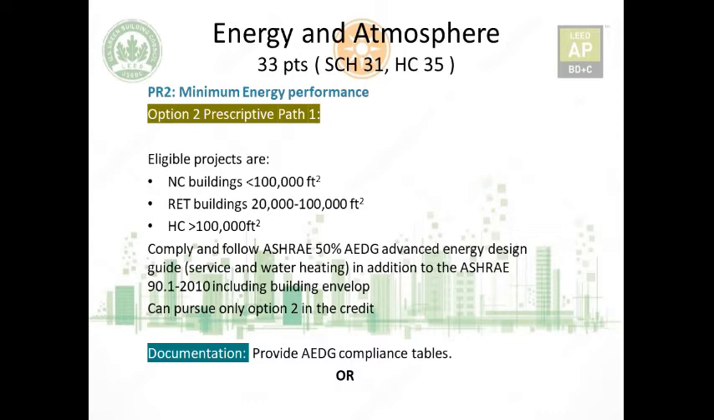And the second constraint for this option is that you can only pursue option number 2 when it comes to the credit requirements. This is prerequisite number 2. So for the credits, there is again option number 2, and you can only follow that option, not option 1. Now let's see the third option for PR2, minimum energy performance.